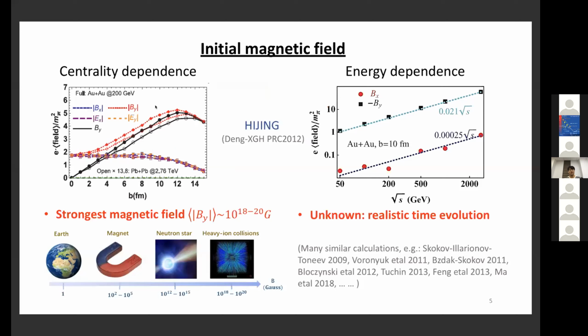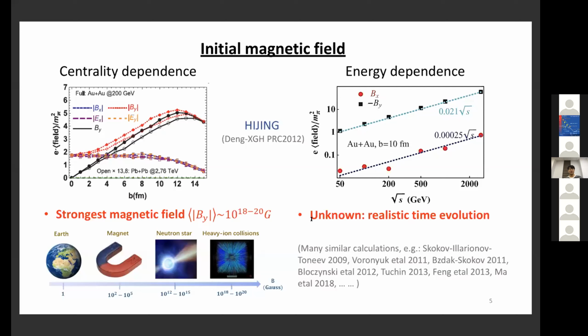So here I show you the calculation from our simulation, which I did with Wei Tian Deng some years ago. And you can see that indeed in the heavy-ion collision, there is a very big magnetic field which increases with the centrality. Here I show you the energy dependence of this magnetic field, and you can see that roughly it is a linear function of the colliding energy, square root of s.